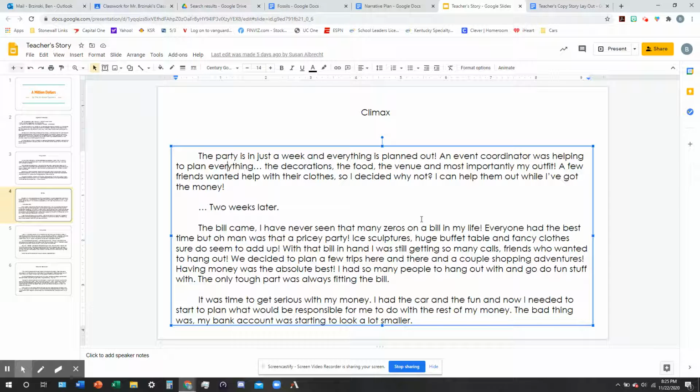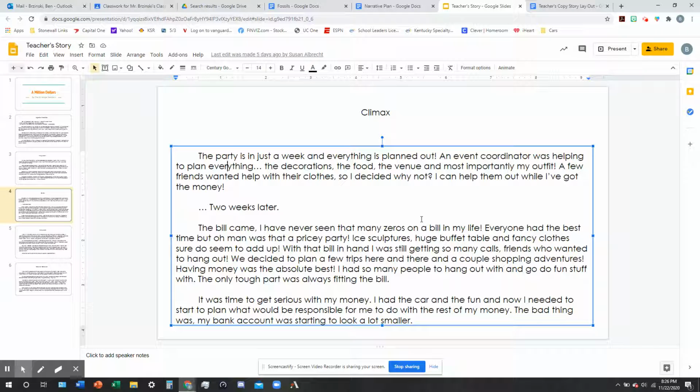With that bill in hand, I was still getting so many calls from friends who wanted to hang out. We decided to plan a few trips here and there and a couple of shopping adventures. Having money was the absolute best. I had so many people to hang out with and to go do fun stuff with. The only tough part was always footing the bill. It was time to get serious with my money. I had the car and the fun, and now I needed to start to plan what would be responsible for me to do with the rest of my money. The bad thing was my bank account was starting to look a lot smaller.